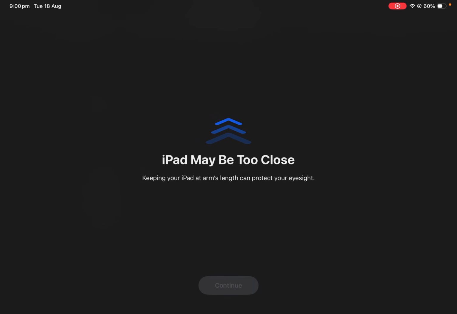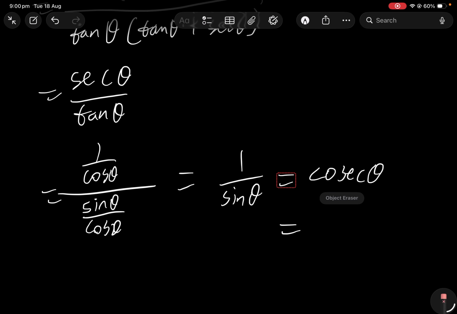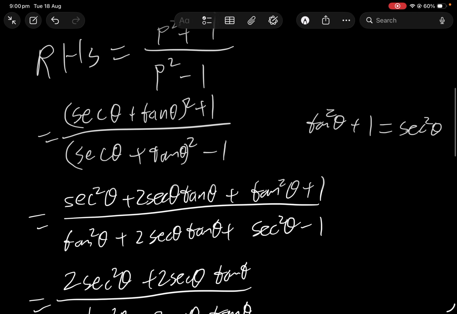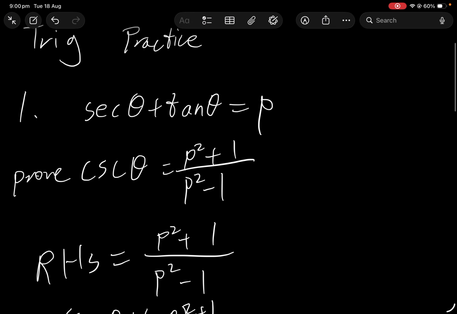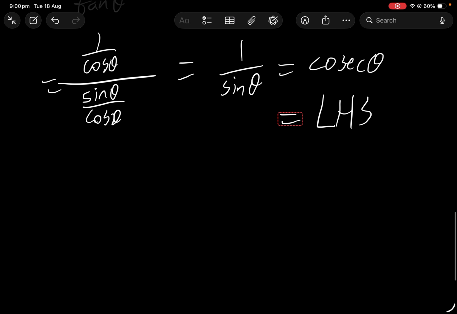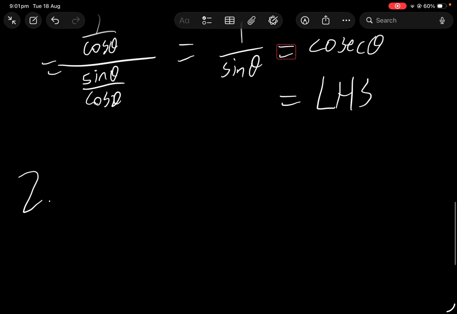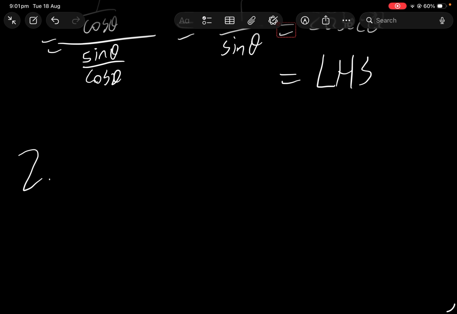Oh, I think left hand side. Let's see if it's right. It's indeed the left hand side is cosec, so we're right. Now we move on to the second question. That wasn't that hard. Like normal proofs, I don't know why it's so easy. Okay, easy, and practice for not getting it wrong in the test.